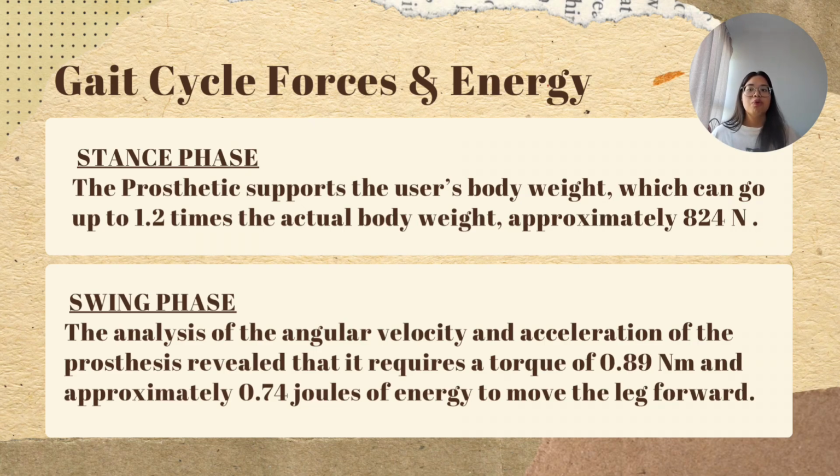In the swing phase, we analyzed the angular velocity and acceleration of the prosthesis and found it requires a torque of 0.89 Newton meter and approximately 0.74 joules of energy to move the leg forward. These values are relatively low, suggesting that a well-designed prosthesis can help the user walk with minimal energy expenditure.